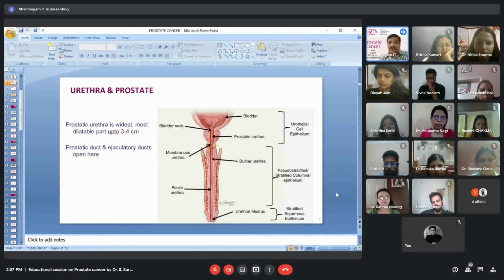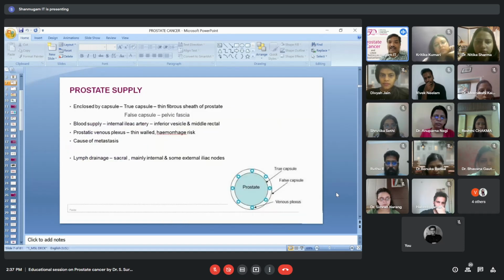So why we need to know this is, the prostatic urethra is the widest, and it's the most dilatable part. It can extend up to 3 to 4 centimeter dilations, and the prostatic duct and ejaculatory ducts open here. So any problems here can result in difficulty in passing urine.